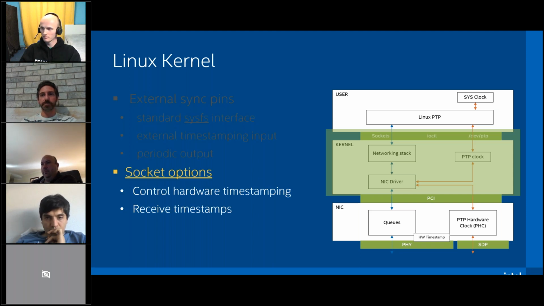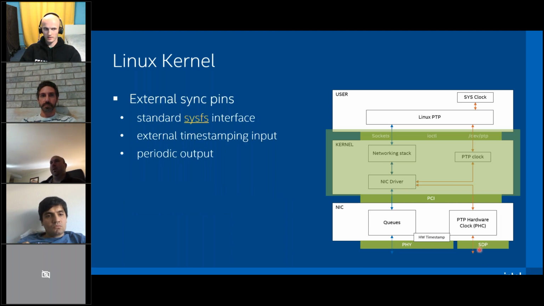Sorry, I failed to understand. So that means that we can use software servo to discipline using the external timestamp? No, we can use the hardware servo, and when there is a raising edge on the pin, it will capture the time when it arrived, and then we can use this timestamp to actually correct the PHC clock, just like we can do with the other. Okay, thank you.